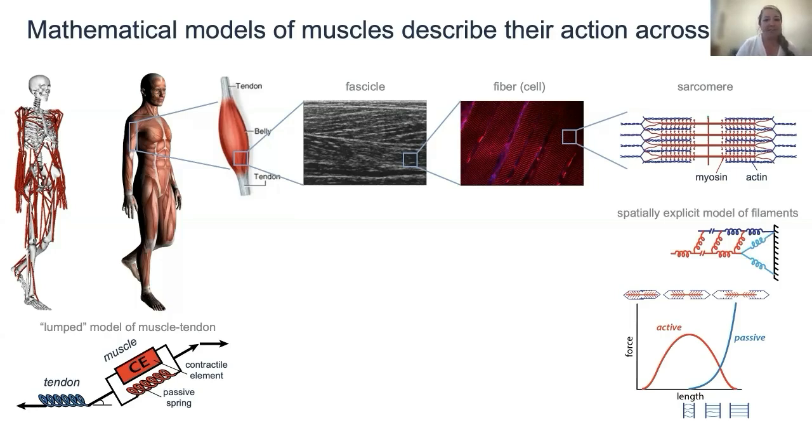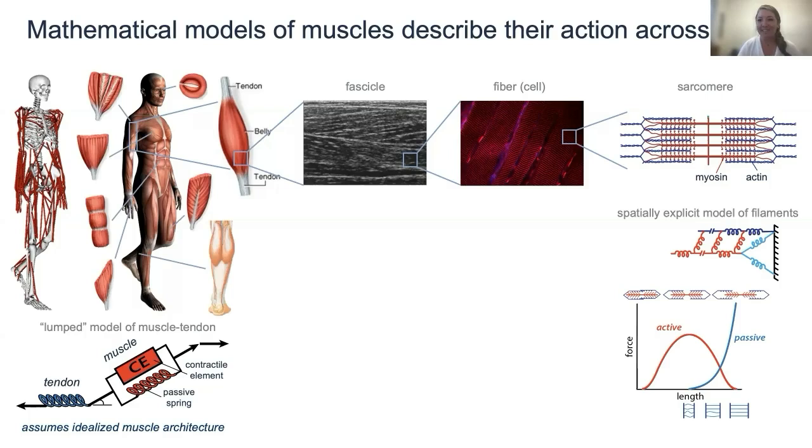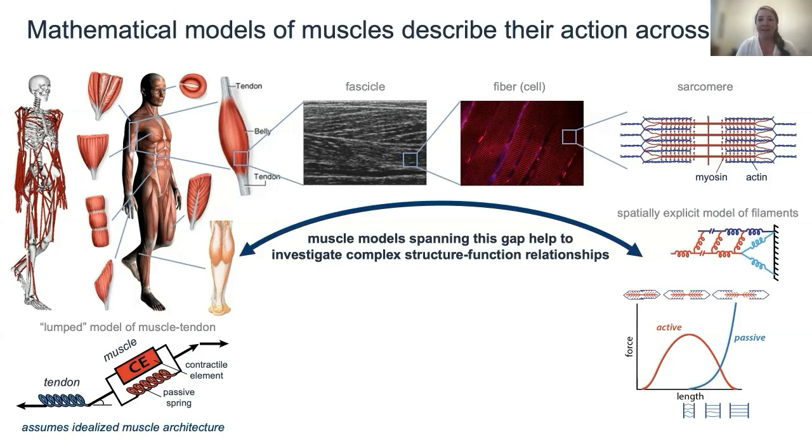But with these Hill-type lumped parameter models, what we're assuming is an idealized muscle architecture, an idealized structure. Where I think muscle is really exciting is that we see very different structure and architecture across different muscles as they have different functions in the body. So what I want to talk about today is models that span this gap when we have questions related to the complex structure-function relationship of muscles.